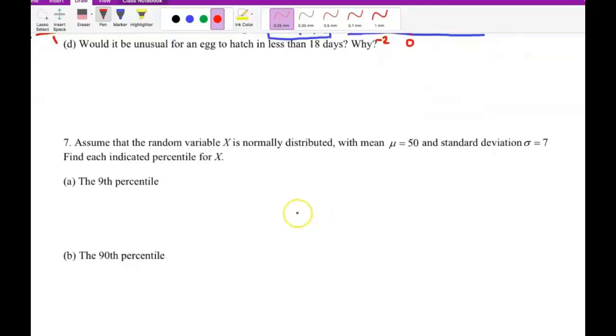Okay, part D. Would it be unusual for an egg to hatch in less than 18 days? Why? Is that unusual? And here we have 18 days. So here is X. So we need to find the probability of when X is less than 18, because here we have less than. So again, first step, find z-score. Z is equal to X minus mean, which was 21, divided by standard deviation, which is equal to 1. So z is -3.